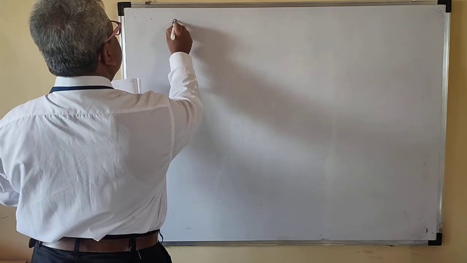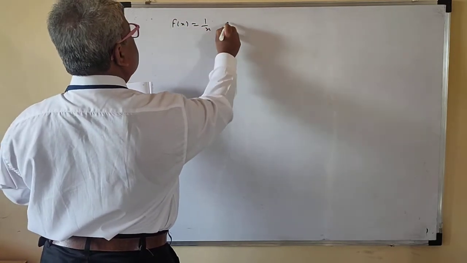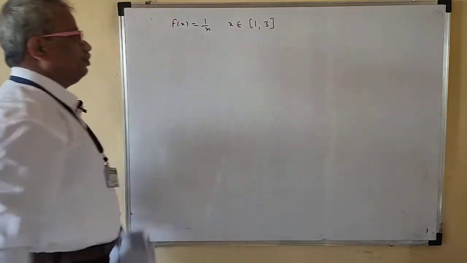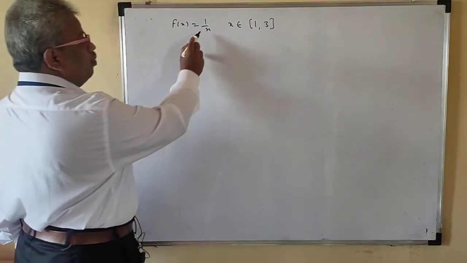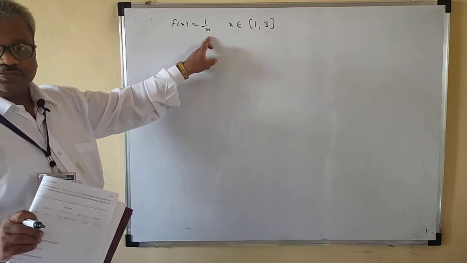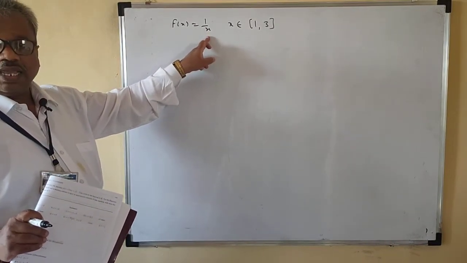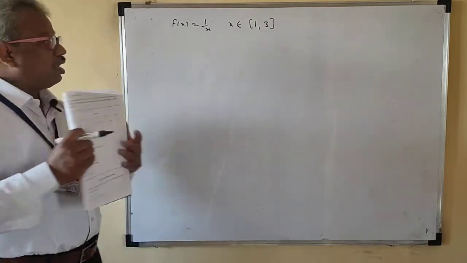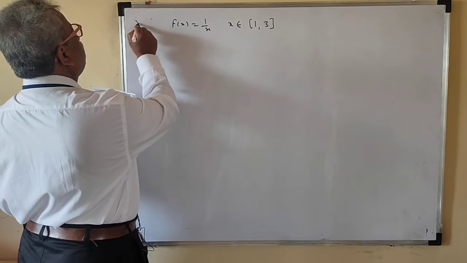So now if your function is f of x is equal to 1 by x, x belongs to the closed interval [0, 1]. Now see, the function is not well defined at x is equal to 0. But your 0 is not a point in the closed interval. So therefore, this is your example.